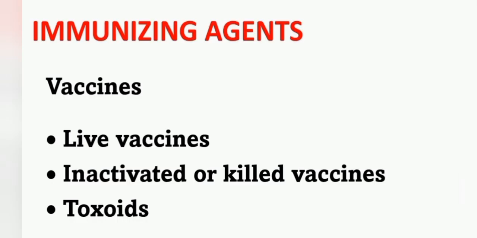Next we can see immunizing agents. Immunizing agents are mainly vaccines, immunoglobulins and antisera. Vaccines include live vaccines, inactivated or killed vaccines, and toxoids.